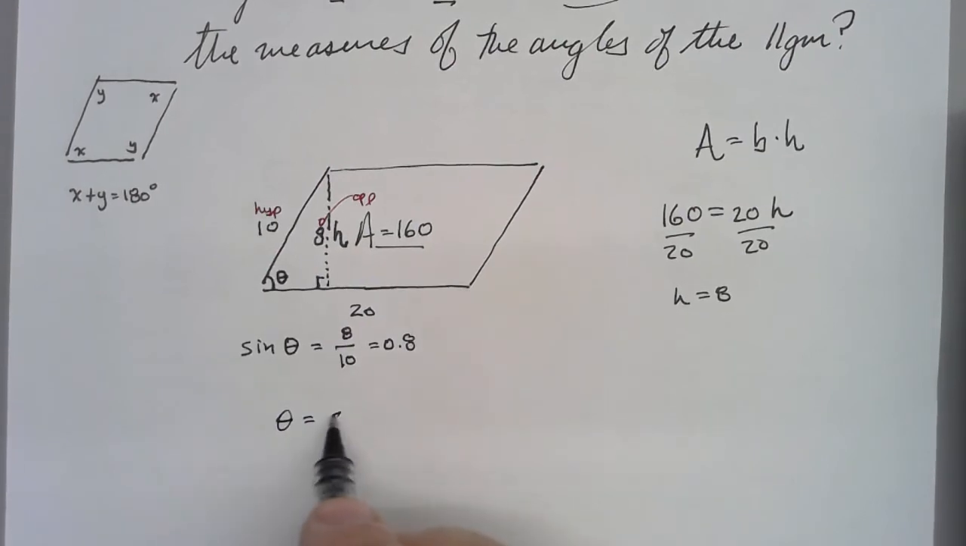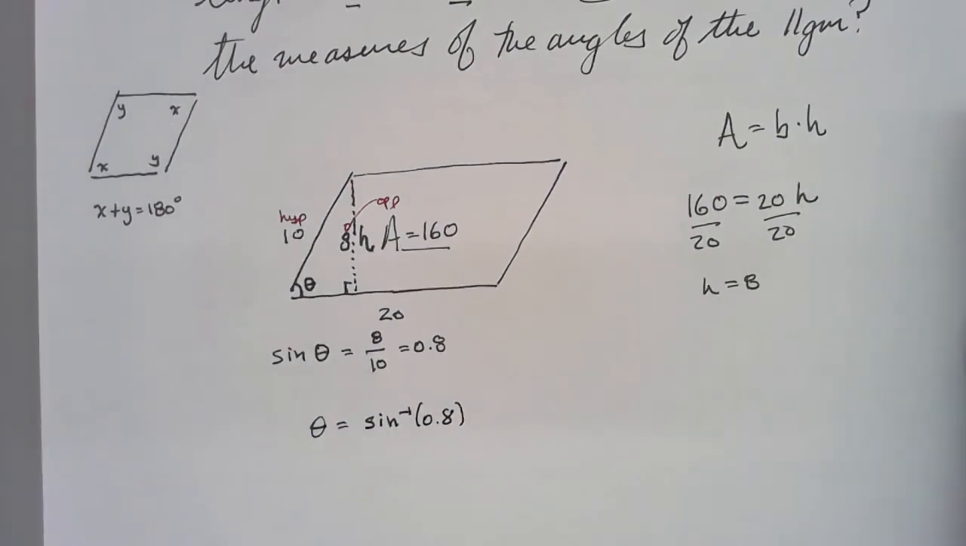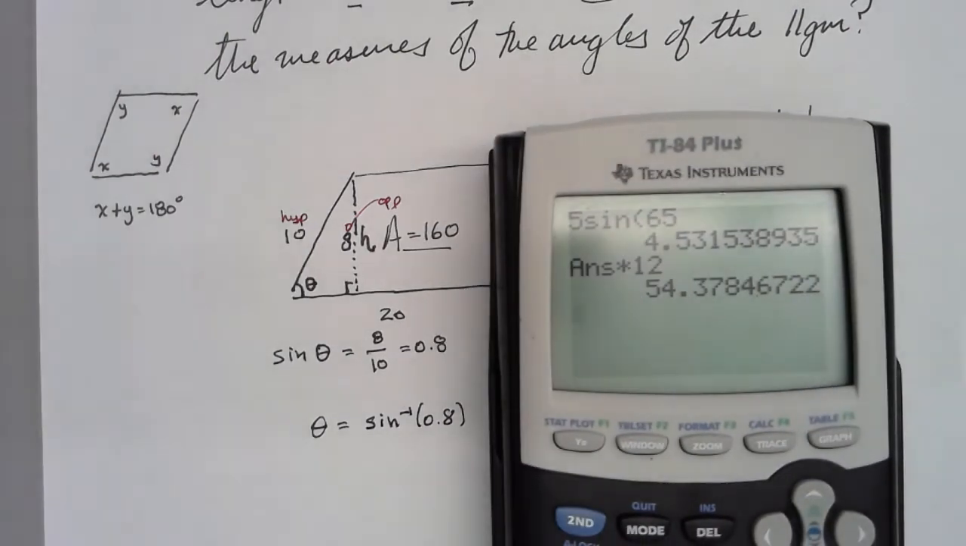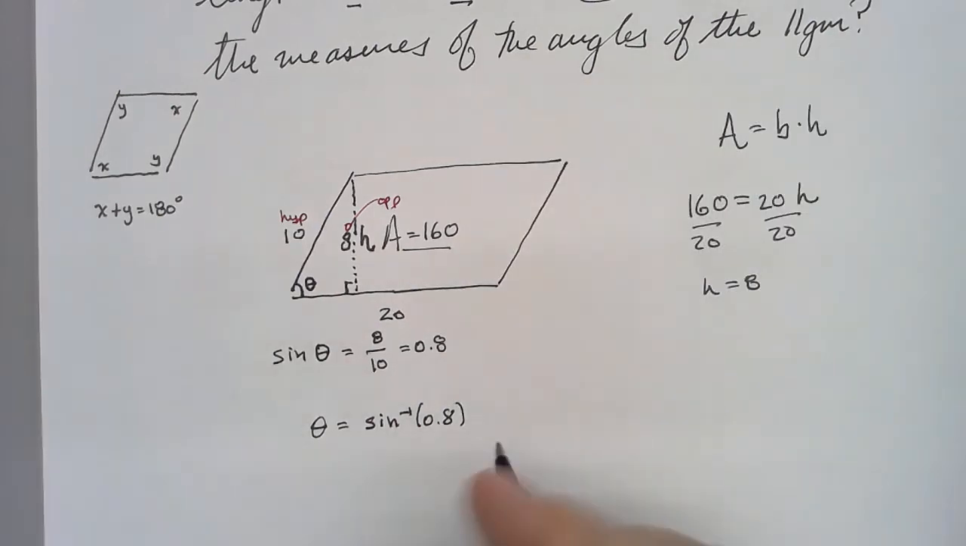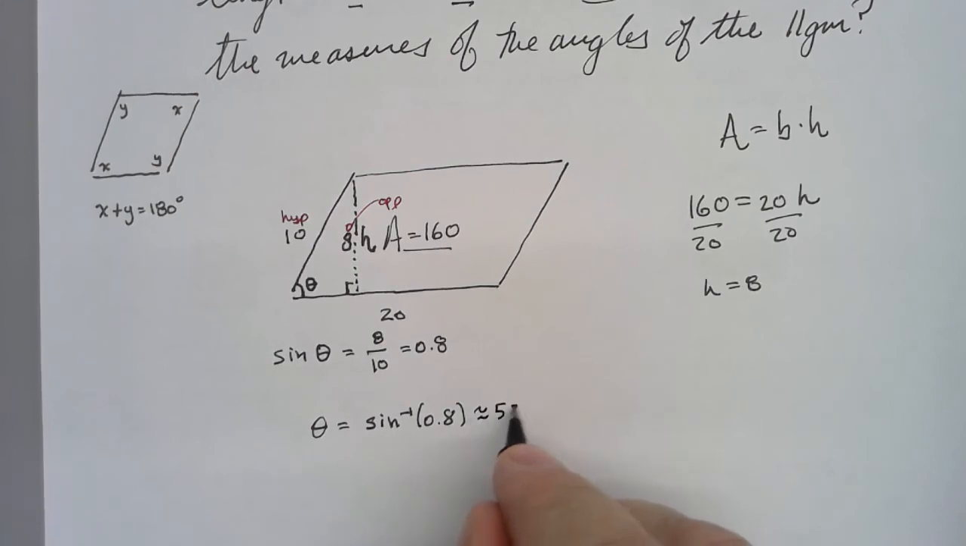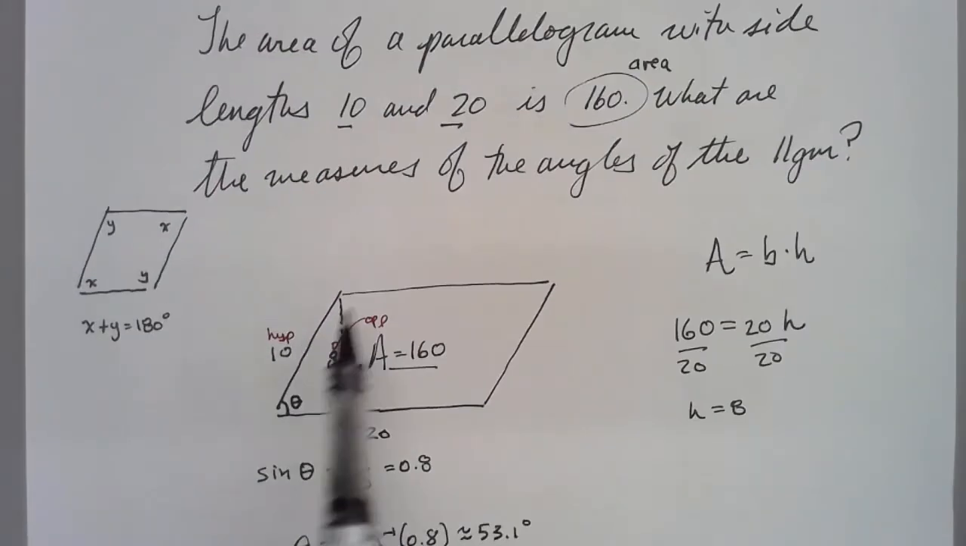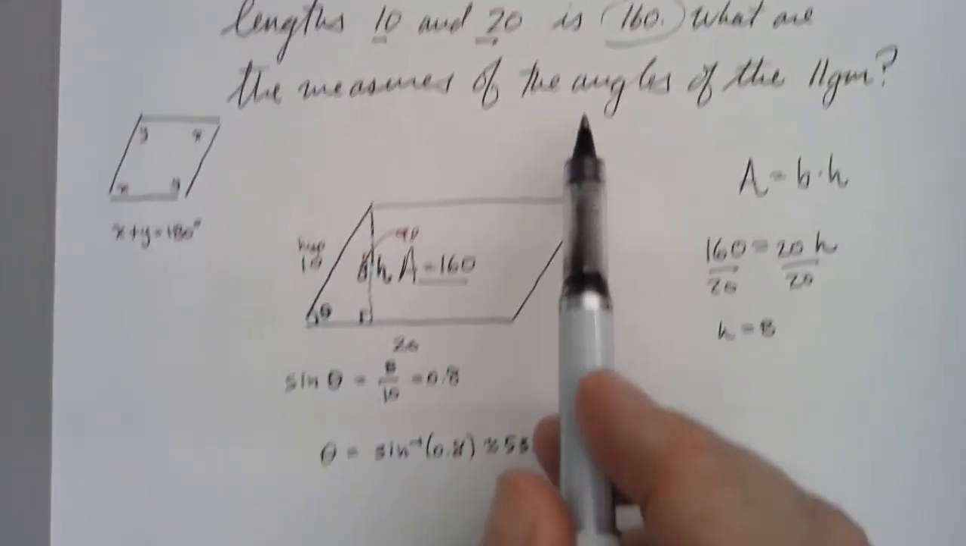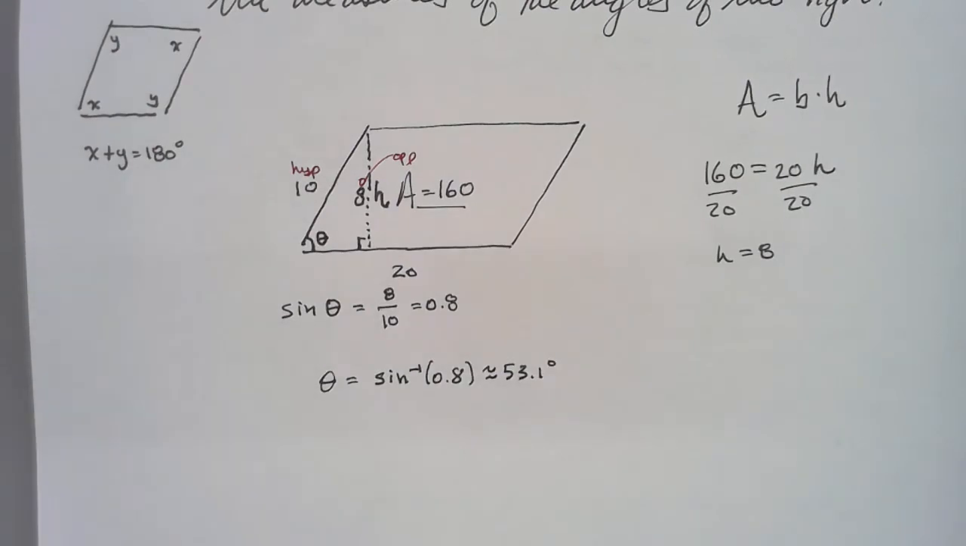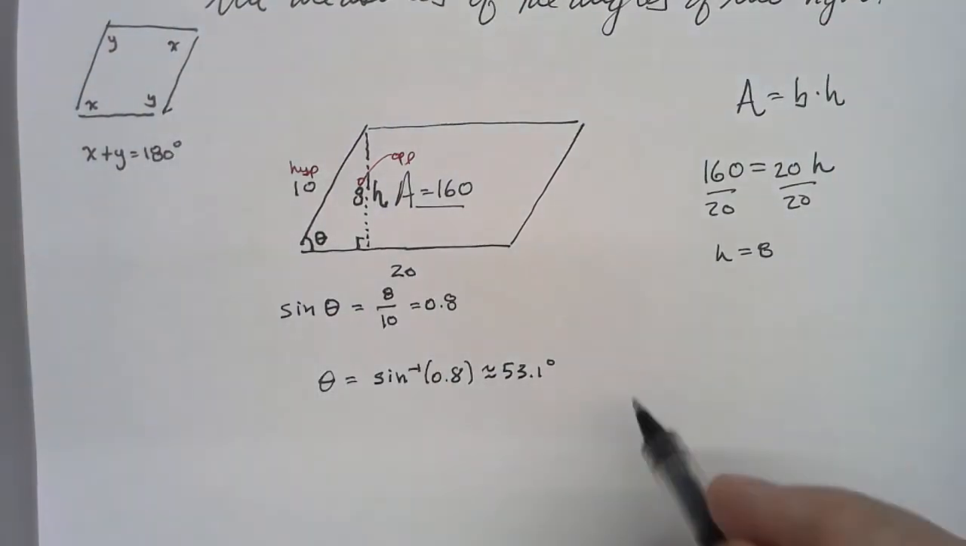So if I inverse the sine away, I'll get theta as inverse sine of 0.8. And this is a calculator question. Inverse sine of 0.8, 53.1 degrees roughly. And now that I know this angle, I can quickly write down the measures of all the angles of the parallelogram, following the pattern right over here.